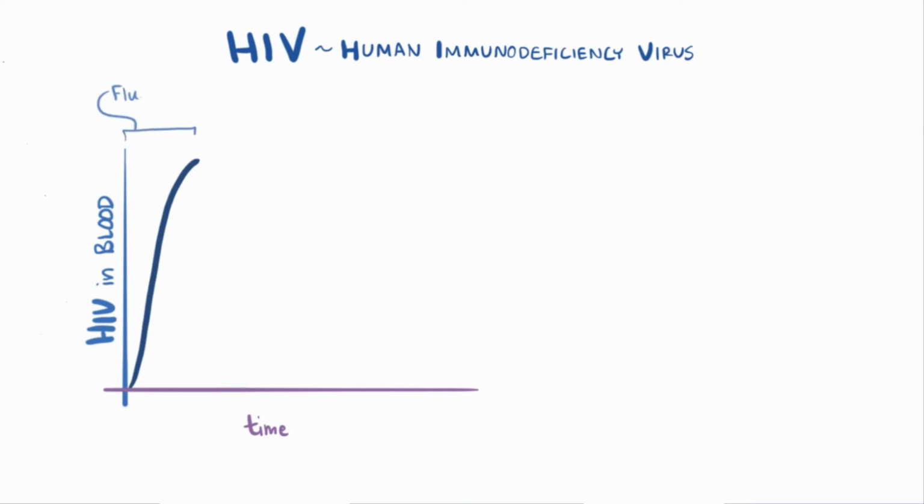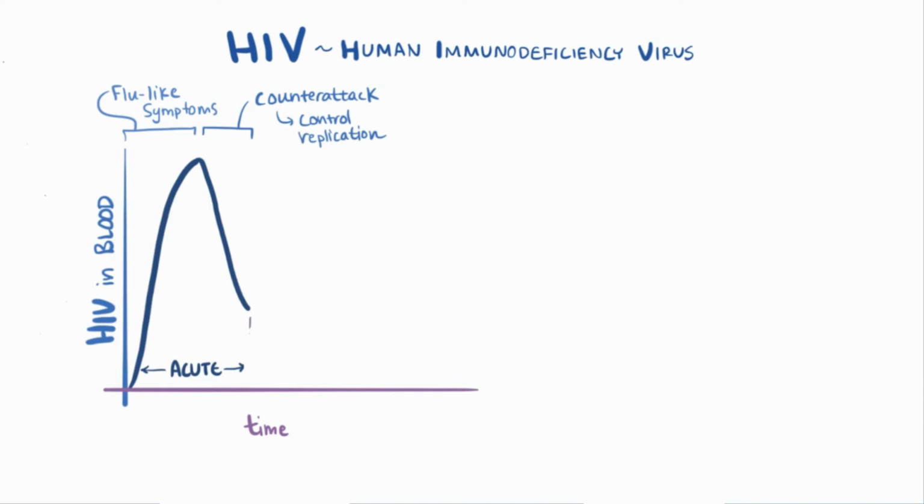Patients typically experience flu-like or mononucleosis-like symptoms during the acute infection. In response, the immune system mounts a counterattack and starts to control the amount of viral replication, and the amount of virus in the blood declines to lower but still detectable levels by 12 weeks, at which point the patient enters a chronic or clinically latent phase, which can last between 2 and 10 years.